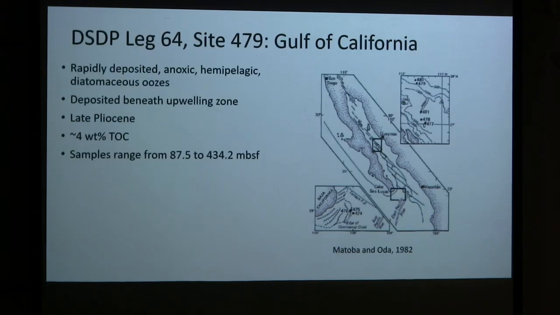The first site, Gulf of California, lies in between Baja California and the city of Guaymas, Mexico. Sediments were rapidly deposited. It was an anoxic environment. Hemipelagic, diatomaceous oozes are found here, deposited beneath an upwelling zone. It dates to late Pliocene, about 4% by weight total organic carbon. And the samples from this core range from about 90 to 430 meters below the seafloor.